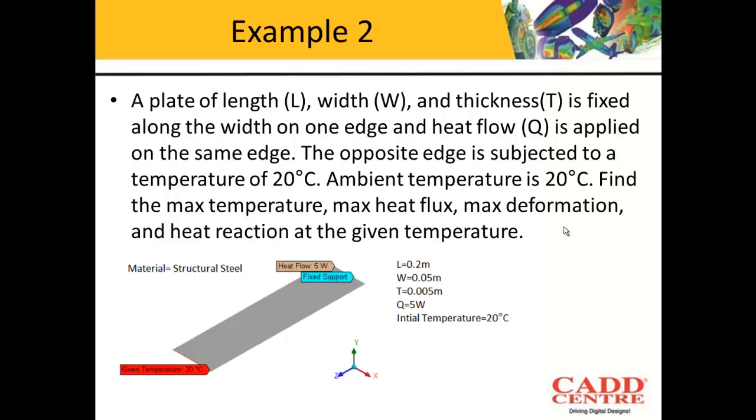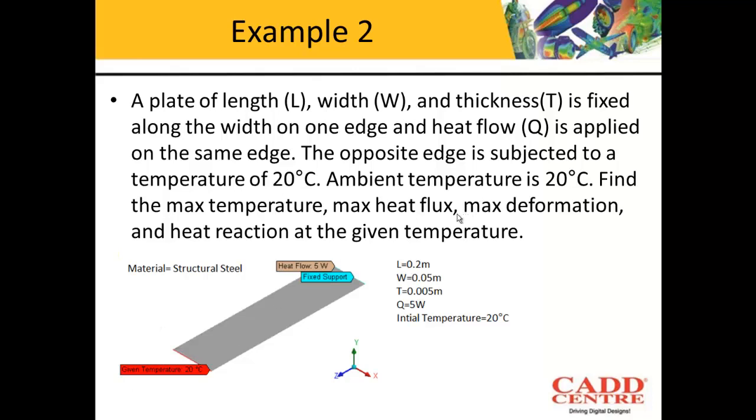The next example in thermal stress analysis that we will take is an example of a simple plate. First, let us go through the problem description. A plate of length L, width W and thickness T is fixed along the width on one edge and heat flow Q is applied on the same edge. So you can see over here, one edge is fixed and on the same edge there is a heat flow of 5 watts. The opposite edge is subjected to a temperature of 20 degrees Celsius.